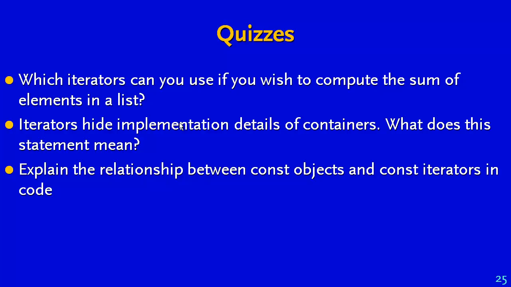Which iterators can you use if you wish to compute the sum of elements in a list? So how are you going to compute the sum of elements in the list? Iterators hide implementation details of containers. What does this statement mean? Explain the relationship between const objects and const iterators in your code.